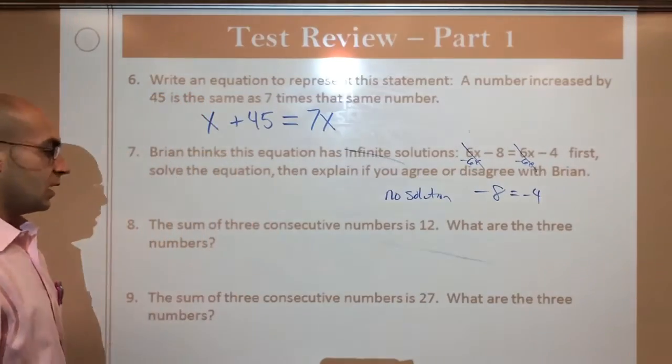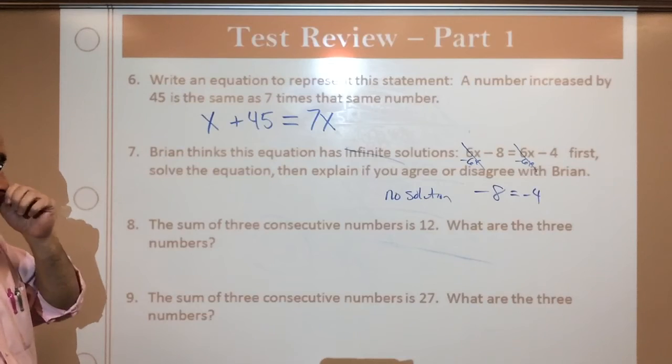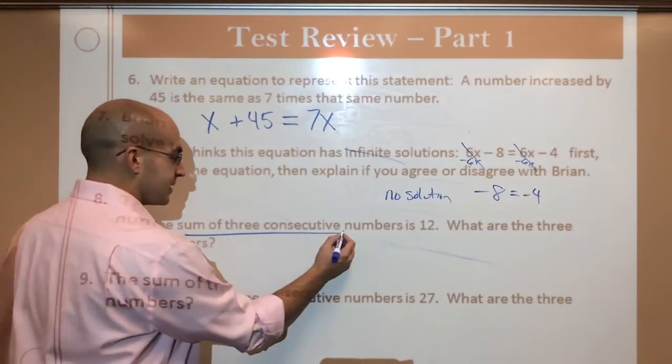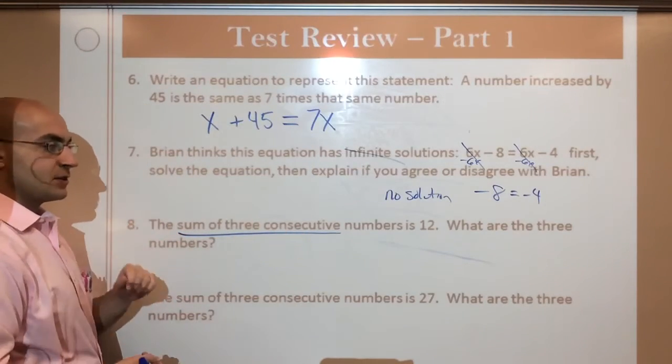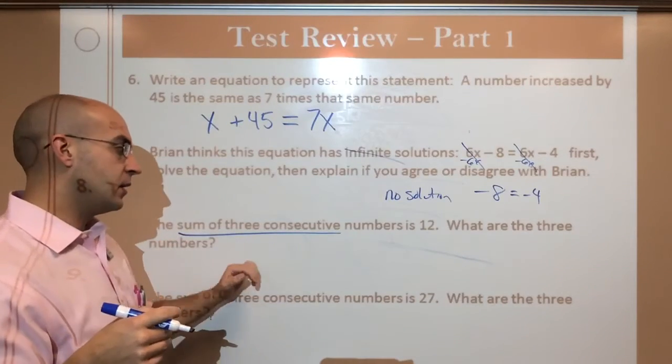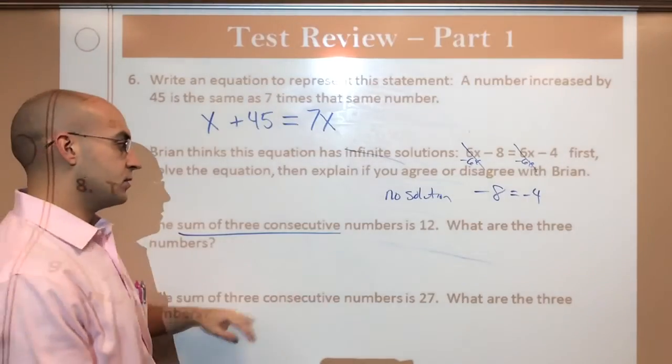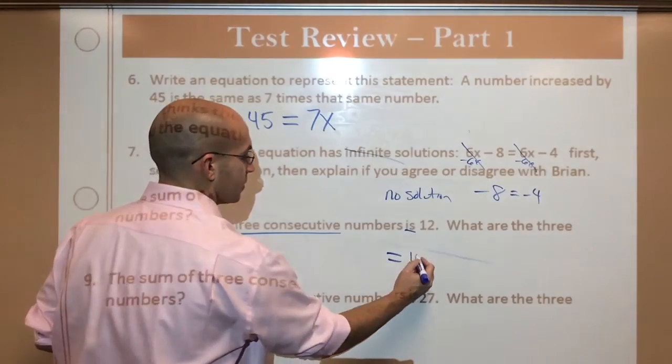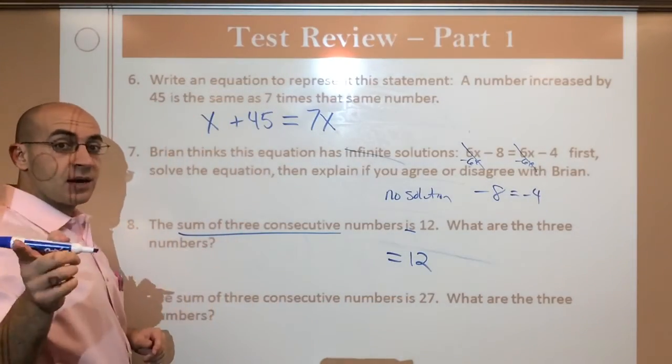Okay? I'm only going to do this one. You can try it out on your own because I know how much you guys love these ones. The sum of 3 consecutive numbers is 12. What are the 3 numbers? Now, that question may be different on your test, but the process never changes. So the sum is 12, right, means equals 12. We've been doing the same process every single time.